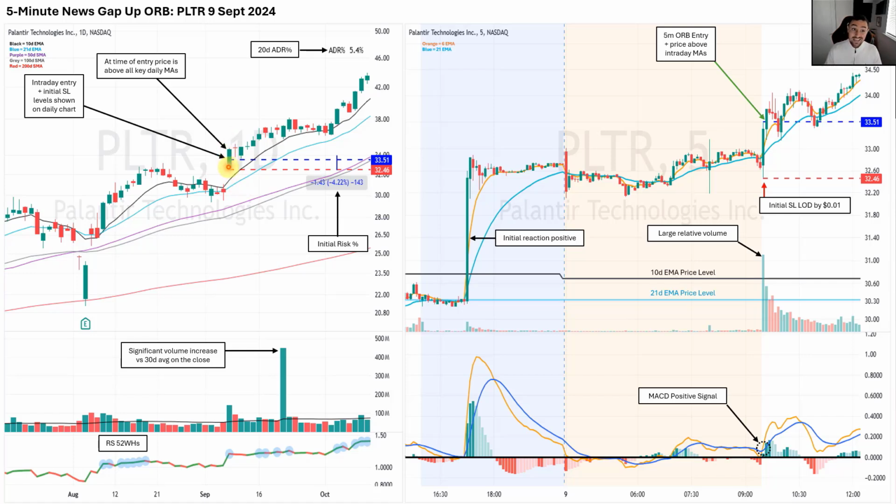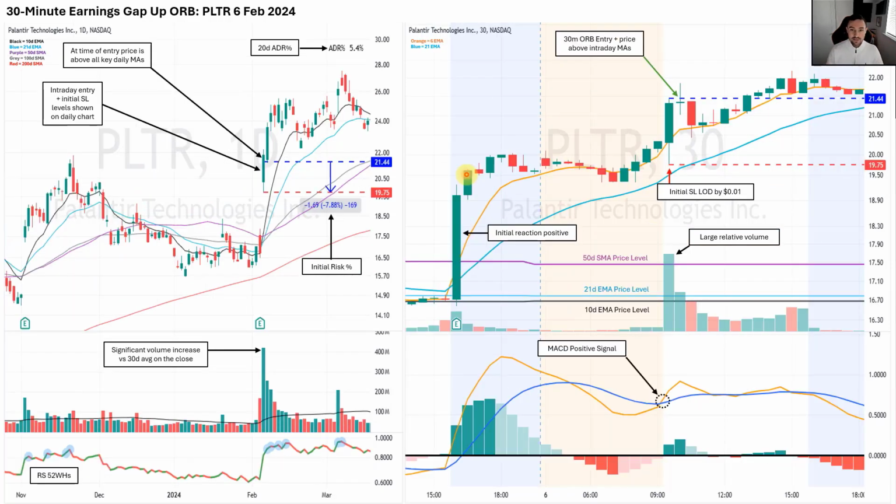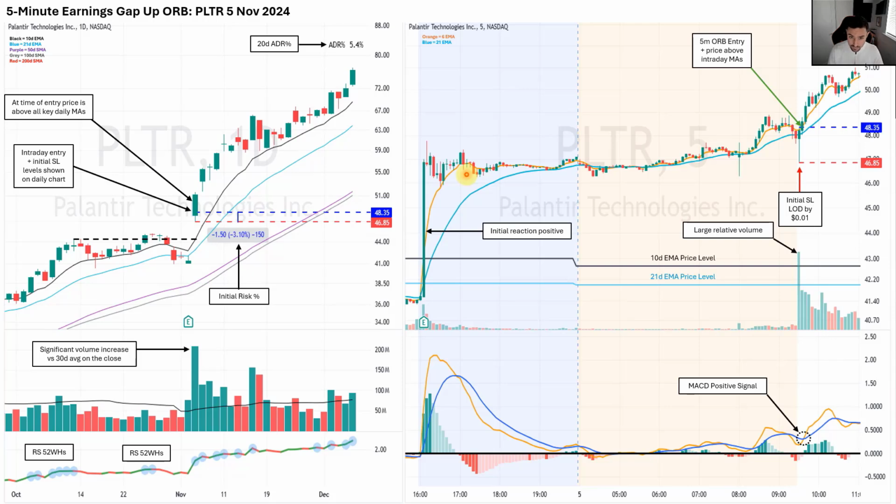PLTR is gapping up on the back of being included, or news of being included, to the S&P 500. And as you look at it right here, on this 5-minute candlestick, do you see it? Initial reaction, very positive. This is when the news breaks that PLTR is going to be included in the S&P 500. Boom, like that. Supply and demand is supply and demand. If I take you back to the 5-minute chart of the earnings reaction, this is exactly the same. This is why supply and demand looks like supply and demand.